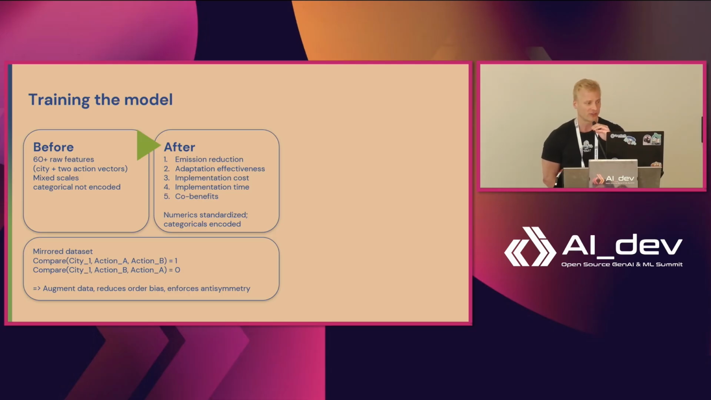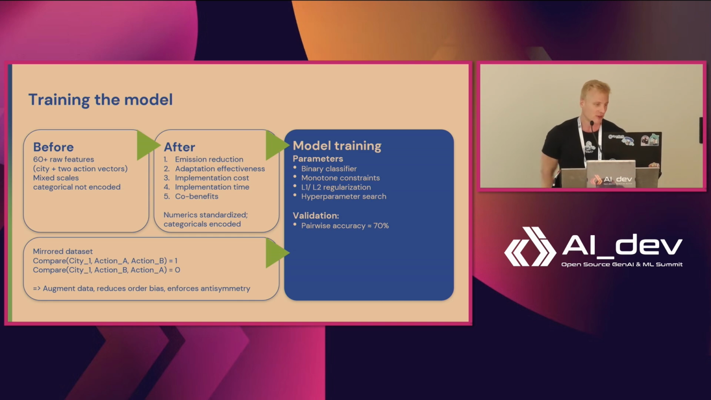And also one thing that we did, we mirrored the data set. If we make a pairwise comparison, we don't want the model to learn that, for example, just because one action comes first in the comparison, it somehow has an influence on the output. So we mirrored the data set so that if we have city 1, action A, action B, it would be class 1, we also have city 1, action B, action A as class 0. This is just for enforcing anti-symmetry in the model and reducing order bias. And the added benefit is that we kind of doubled our data set, which is good to have. And so then we trained the model.